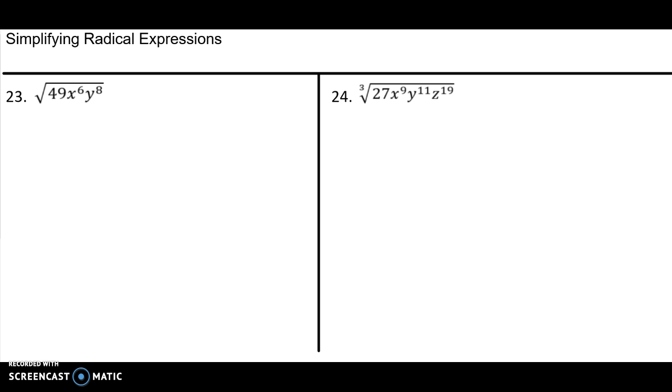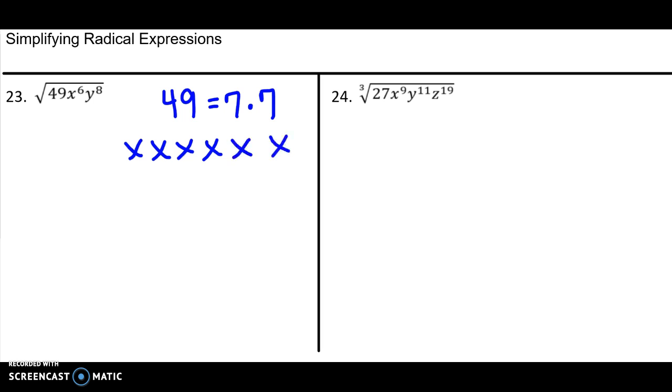So this one says the square root of 49. If we think about the number 49, we know that that is 7 times 7. So the square root of 49 is 7 because we have a pair of 7s. Okay, next it says x to the 6. So let's write that out. We have 1, 2, 3, 4, 5, 6 x's.